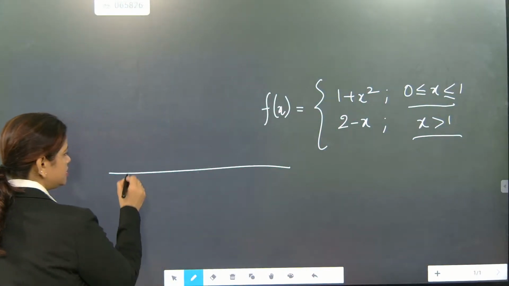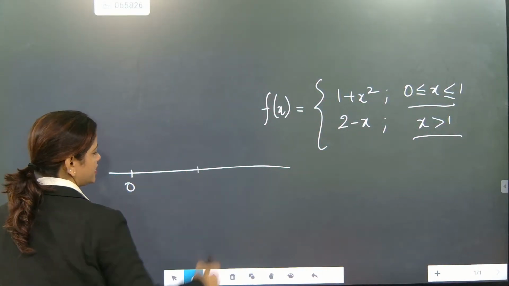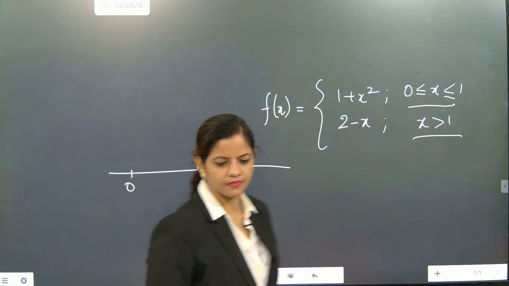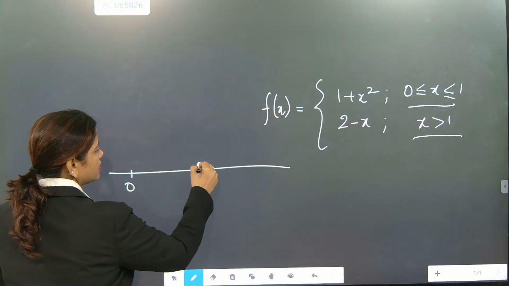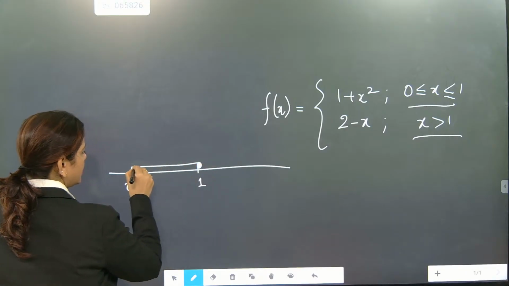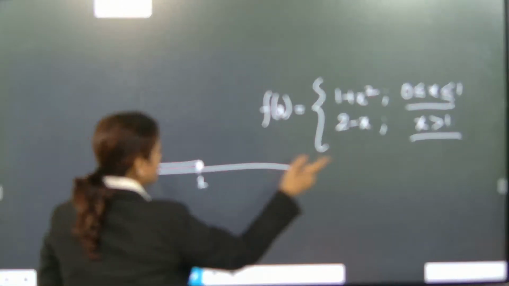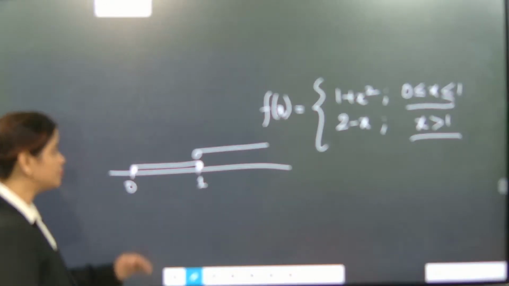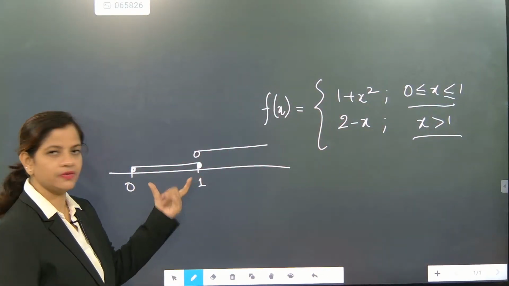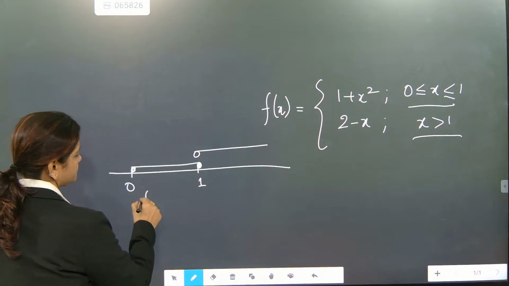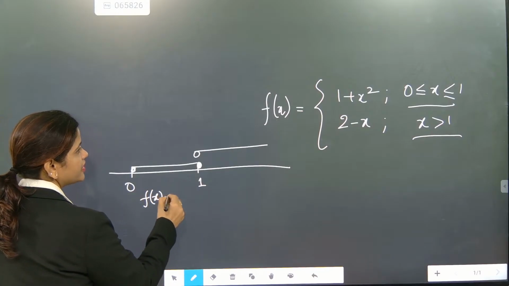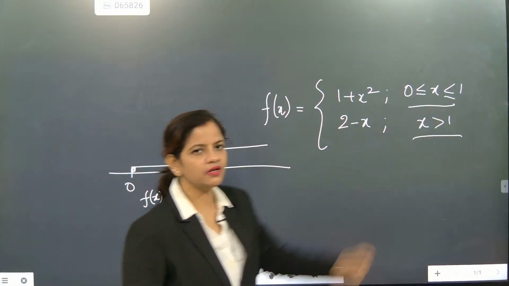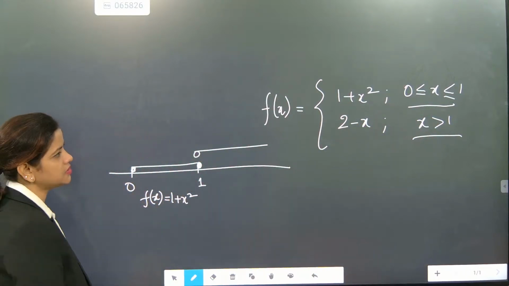First understand. 0 is there, 1 is there. Now here, when you are writing 0 to 1, you are going till 1. Now you are going after this. So 2 points are there. 0 to 1, f of x value is 1 plus x square. Done, now check. 0 to 1, its value is 1 plus x square.